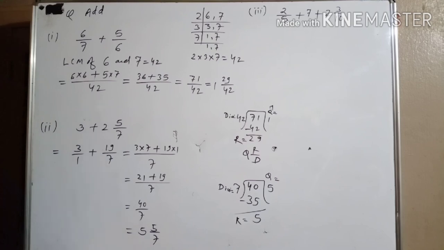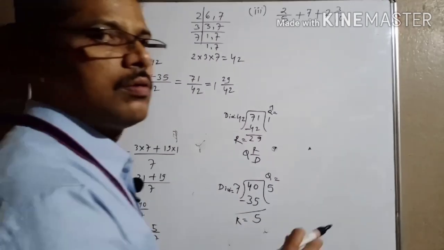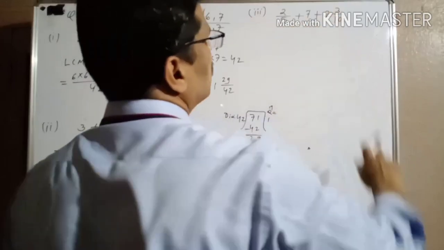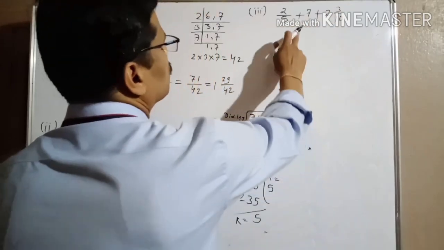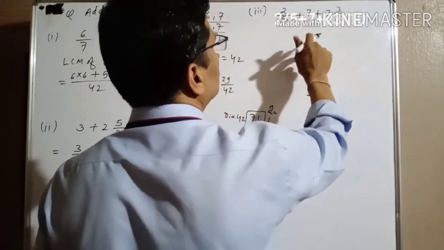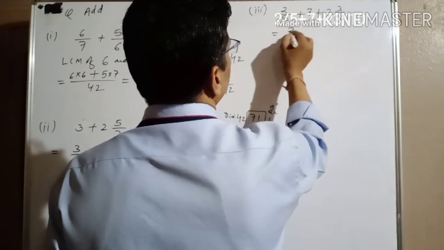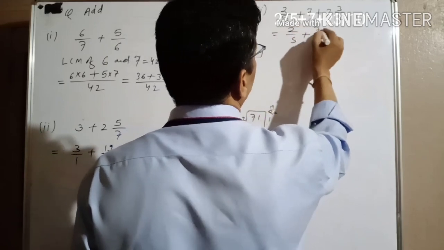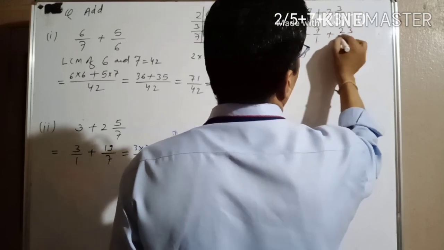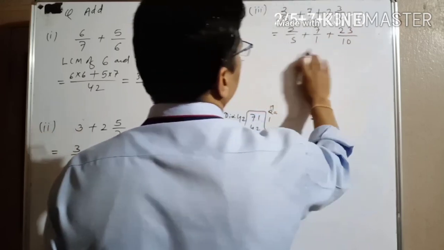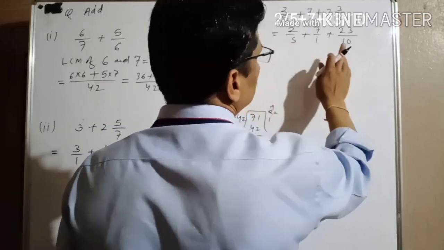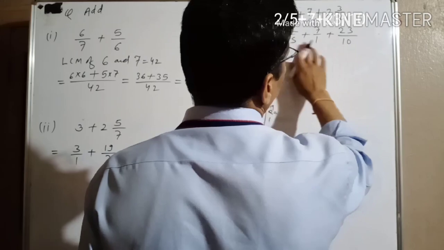Got it? Now, next question, 2 upon 5 plus 7 plus 2 whole 3 upon 10. Here also the same case. So first we have to change this mixed fraction into an improper fraction. And 7 we can write, how can you write here? 2 upon 5 plus 7 upon 1, 10 twos are 20 plus 3. So what we get here? 23 upon 10. And in this case, 5, 1, 10. Okay, 5 and 10, which is the greatest number? 10. So LCM will be 10.